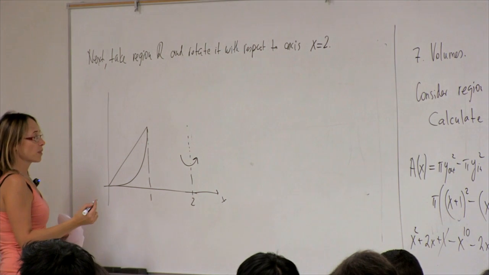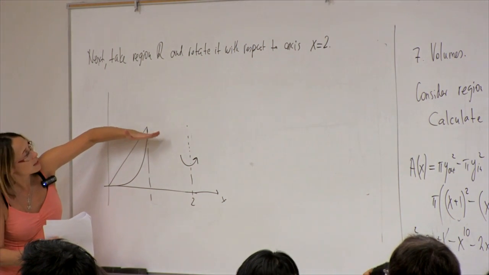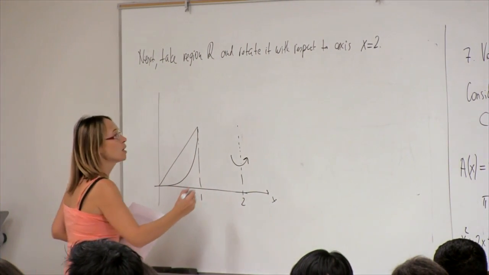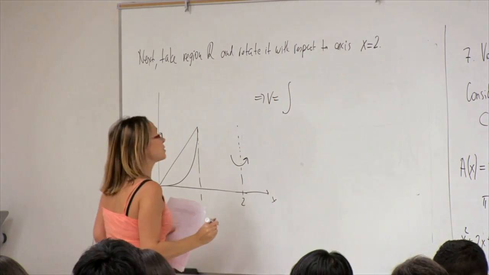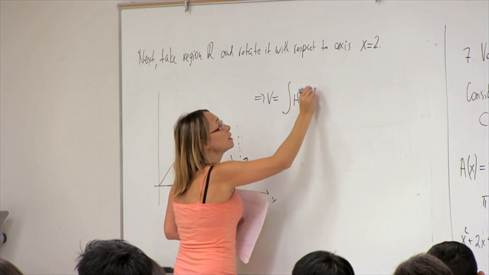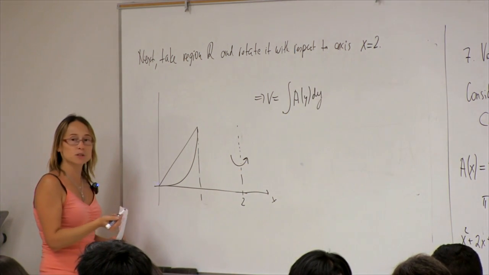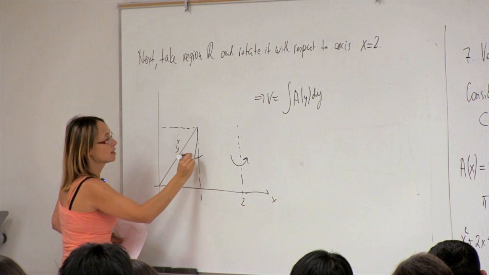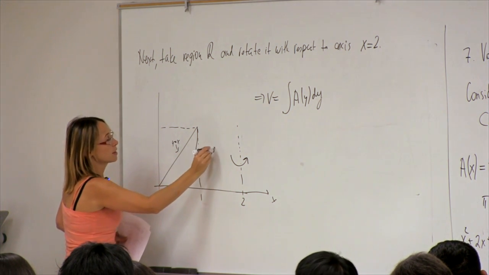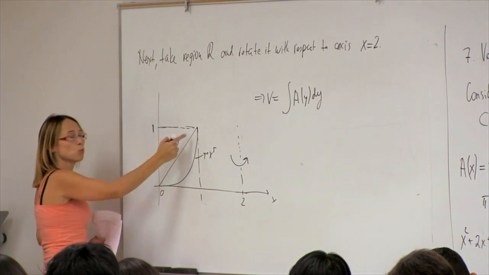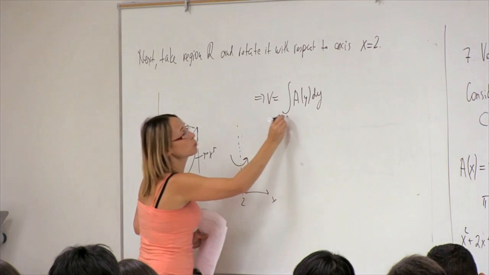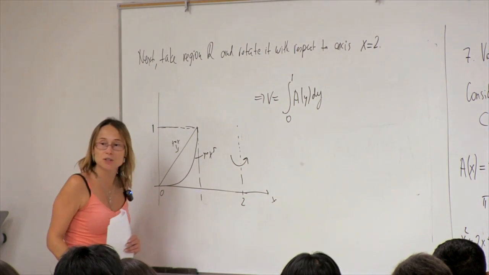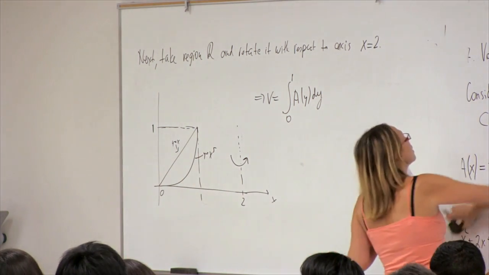I still have washers if I dissect them in this direction, which means I have to integrate in terms of y, not in terms of x. So the volume can be given as an integral of A of y dy. What are the limits of integration? X goes from 0 to 1, and my functions are y equals x and y equals x to the fifth. So this point is also 1 in terms of y. So y also goes from 0 to 1 in this example. What I need to do is figure out the areas of the cross sections. So let's do that.